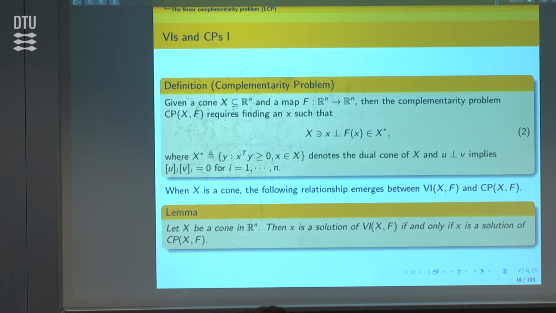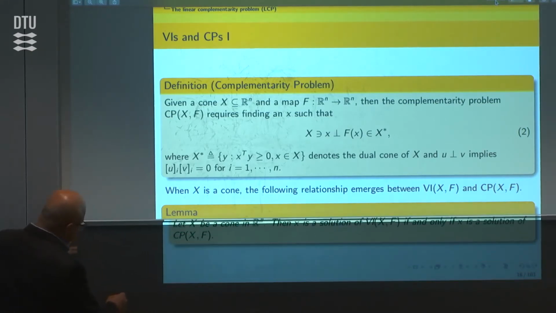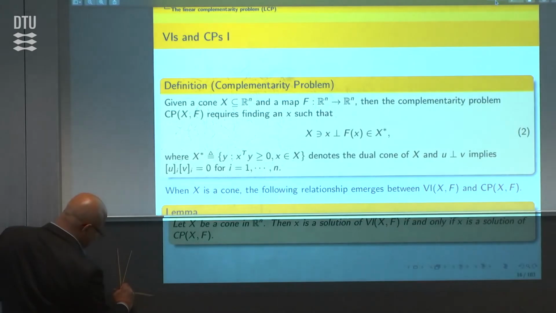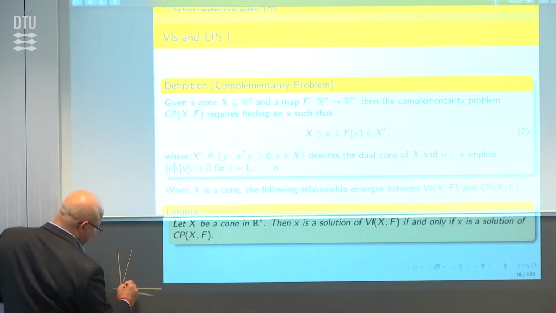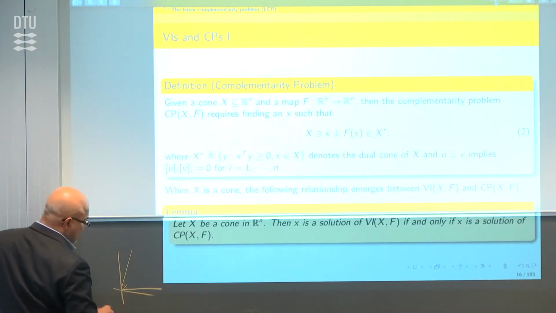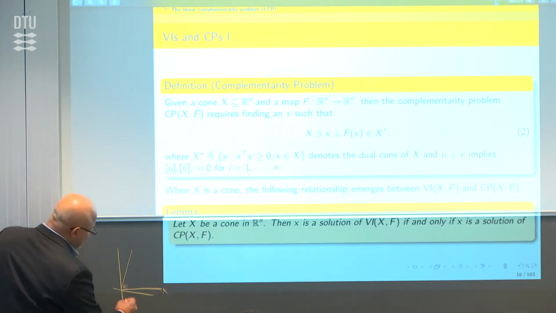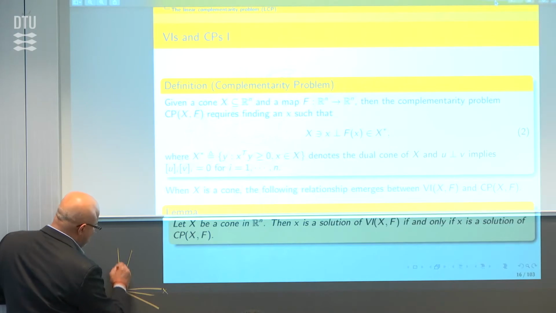So what is the geometric intuition of the complementarity problem? The geometric intuition is that if I gave you a set which is a cone, suppose this is X, right? Let me not write here. Right? The X star is something like this.